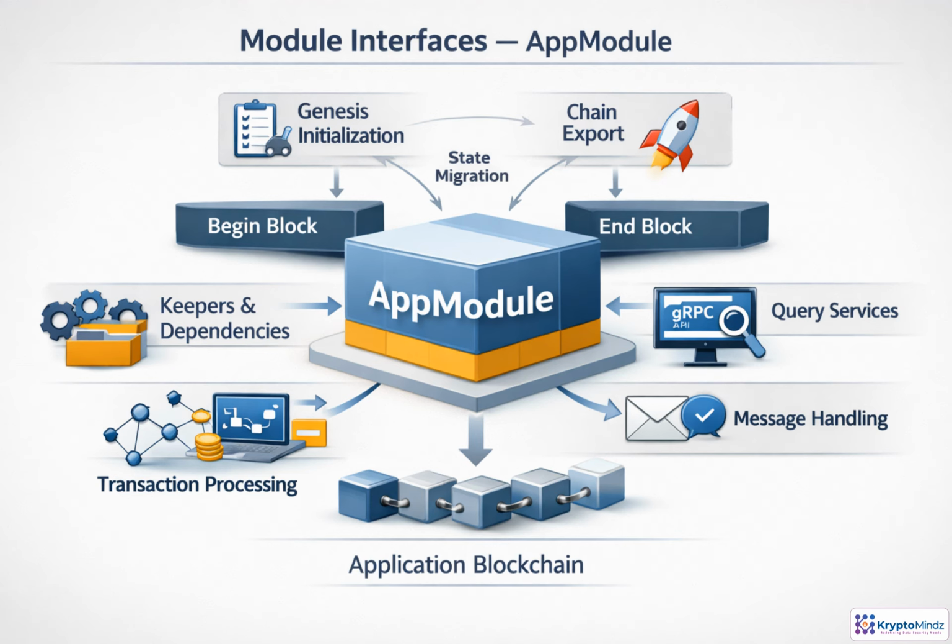AppModule is where a module joins the running application. After keepers and dependencies are wired, it exposes runtime behavior: initializing Genesis state, exporting state for upgrades or migrations, registering message and query services, and participating in block execution. If a module needs begin block or end block logic, this is the integration point. It acts as the adapter between isolated module code and the blockchain lifecycle.